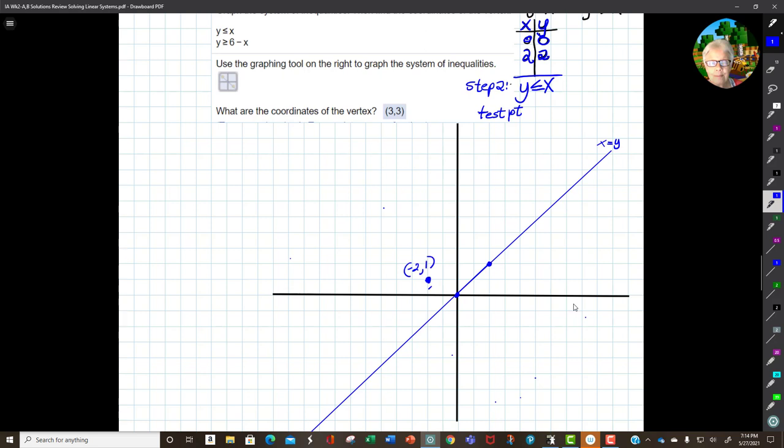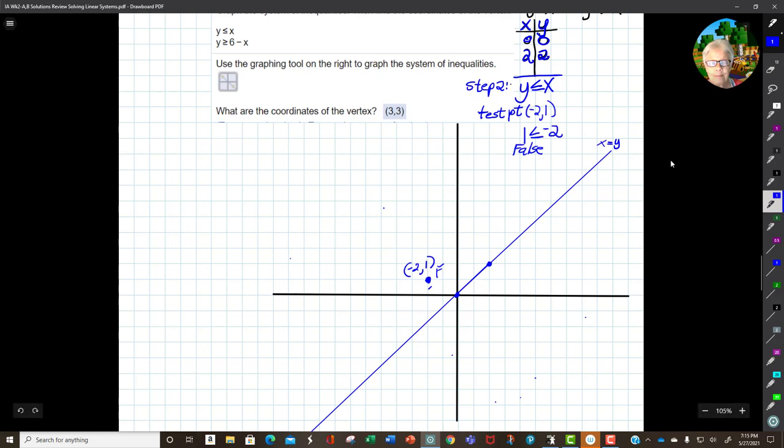Now what I have to do is plug a 1 in for the y. Oh, my test point. Yes, I should write that down. I'm going to take the 1 and plug it in for y, and the negative 2 and plug it in for x. This says that 1 is less than or equal to negative 2. That's not true. That's false. Positive numbers are always greater than negative numbers. So this is a false.